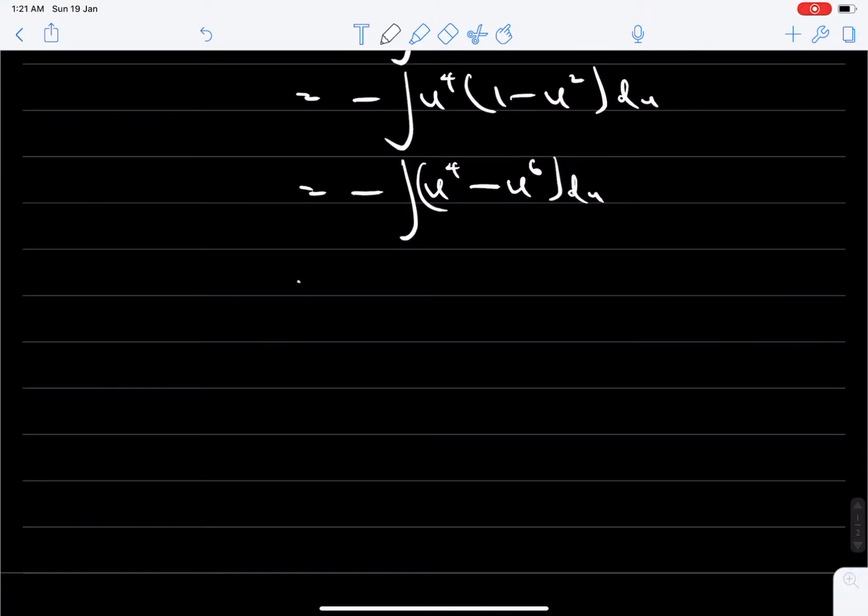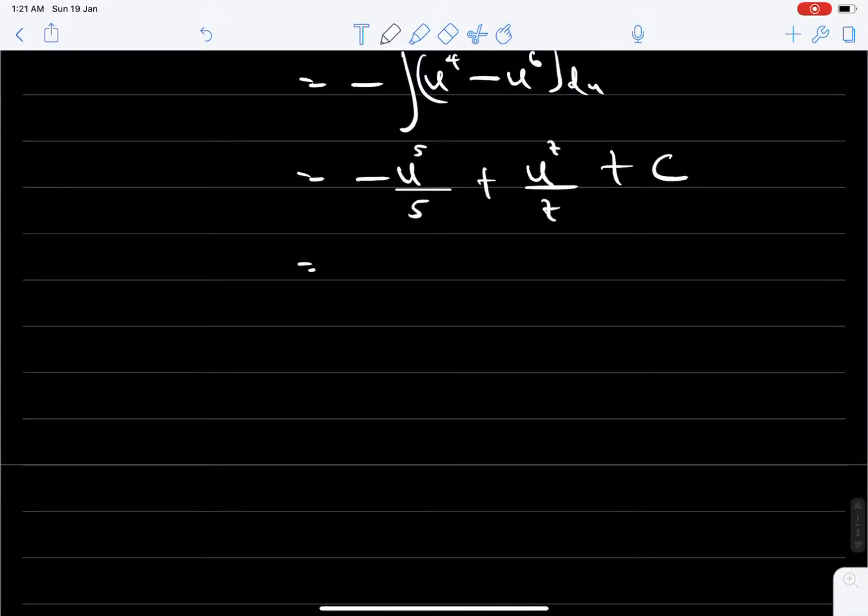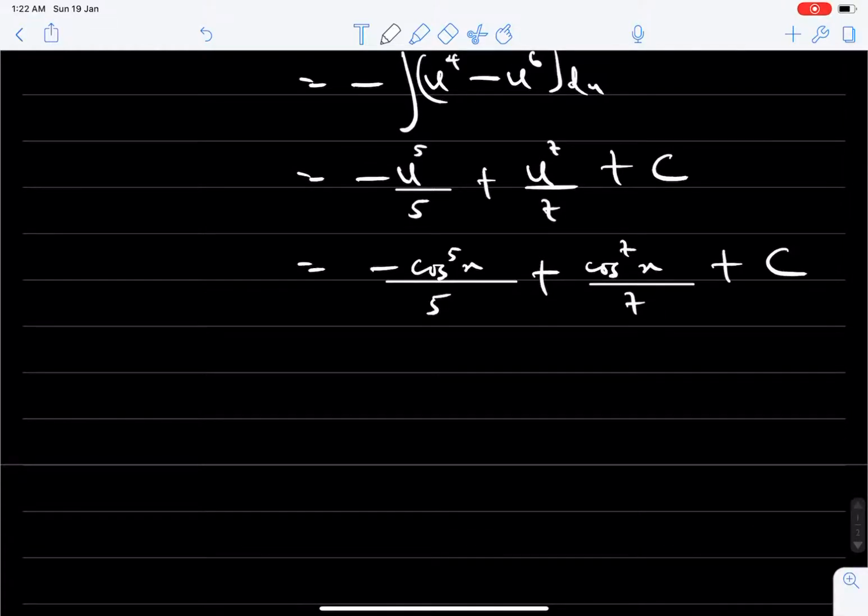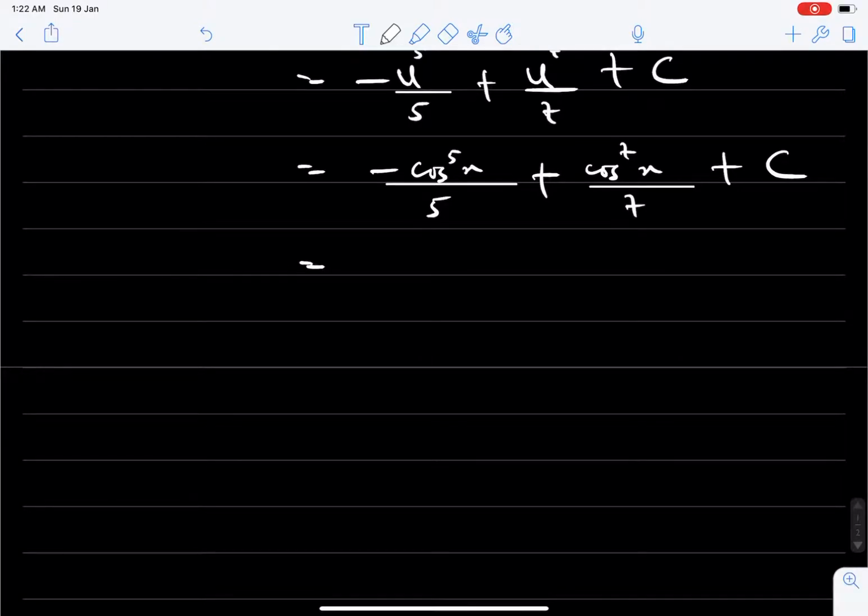With respect to u, this means minus u raised to the power 5 over 5 plus u raised to the power 7 over 7 plus c. Since u is cos x, that means minus cos x to the 5th power divided by 5 plus cos x to the 7th power divided by 7, and don't forget the constant c. This can be written as minus 1 over 5 cos x to the 5th power plus 1 over 7 times cos x to the 7th power plus a constant.